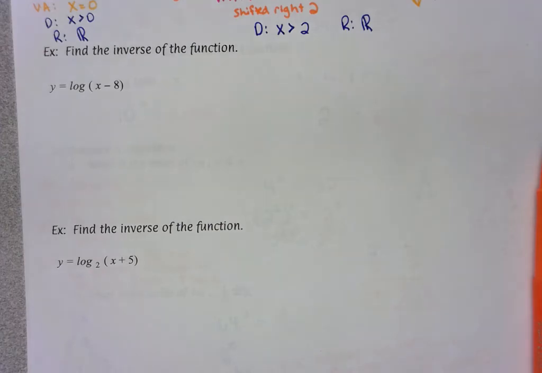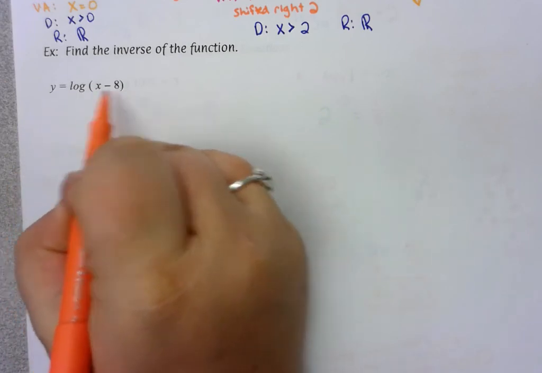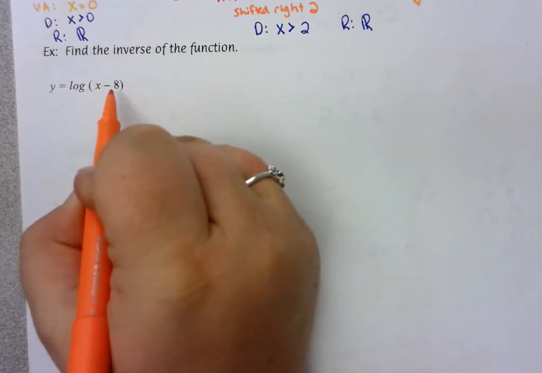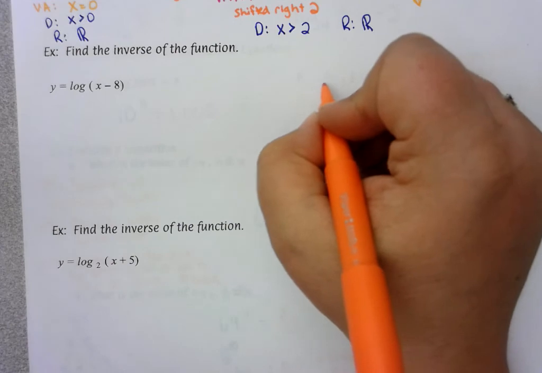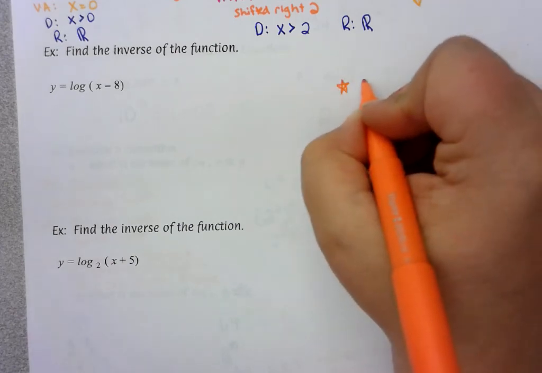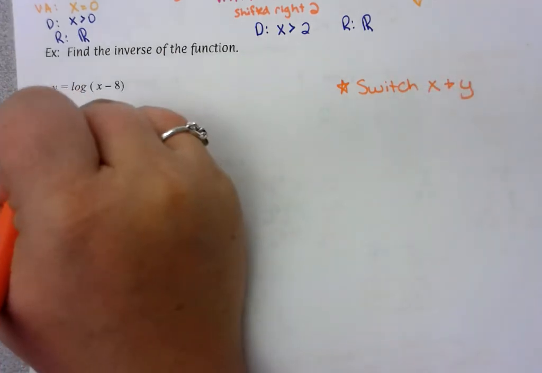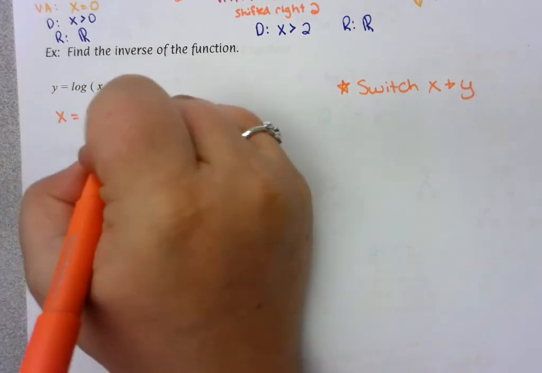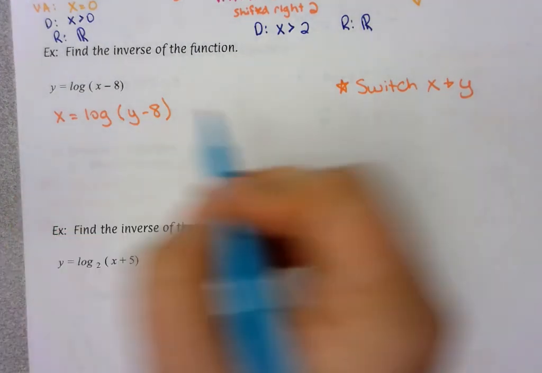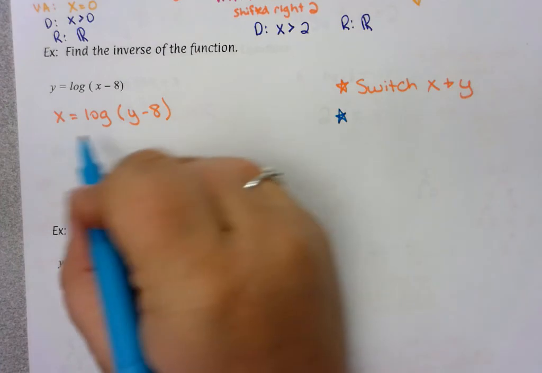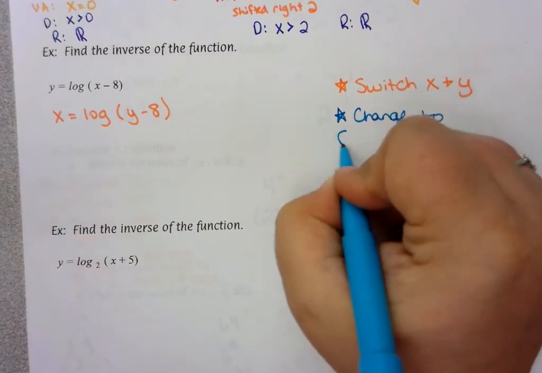Okay, last two things, we're going to find the inverse of these functions. So y equals log of x minus 8. So as you can tell, this has been shifted to the right 8, but I want to write it as an inverse. So if you remember from 6-7, in order to write something as an inverse, you will first switch the x and y. So I'll swap these out. So it will say x equals log of y minus 8. Now that it's switched, I need to solve for y. Well, it's tricky to solve for y how it is. So what I'm going to do is change it to exponential form.